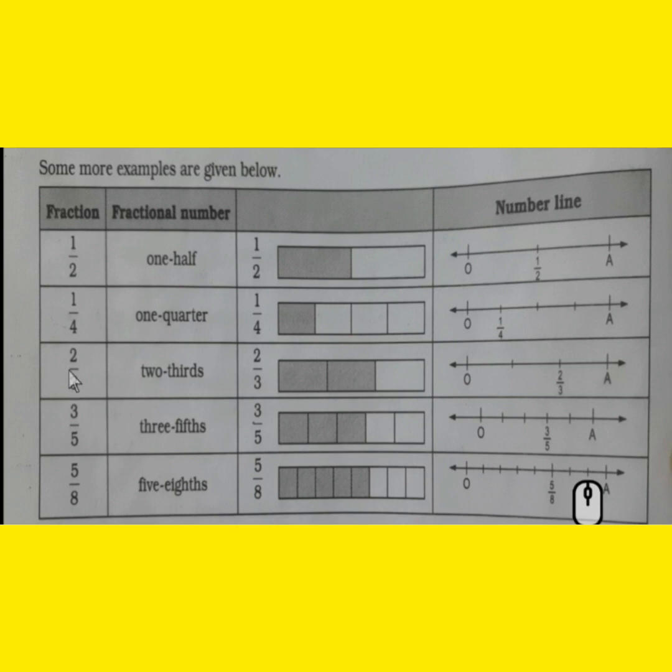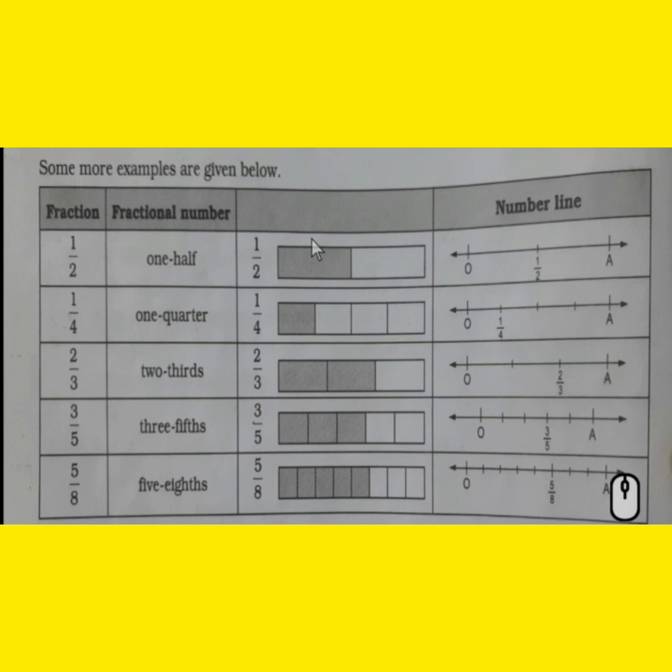For 2/3, for the 2 we write two. For the 3 we use the ordinal number, thirds. So two-thirds. For 3/5 the fractional number is three-fifths. And for 5/8 the fractional number is five-eighths. So for the denominator we use the ordinal number.